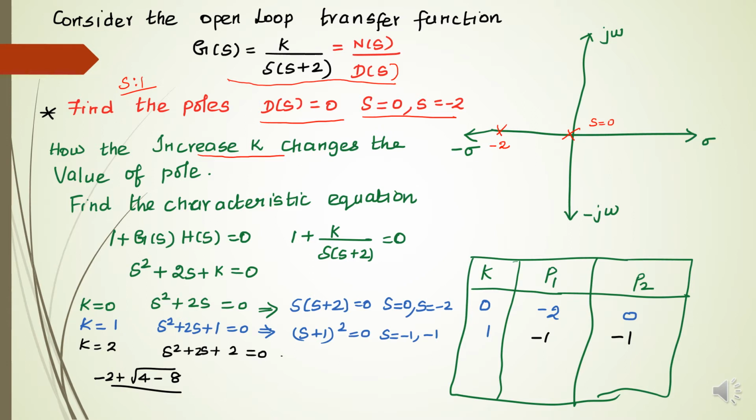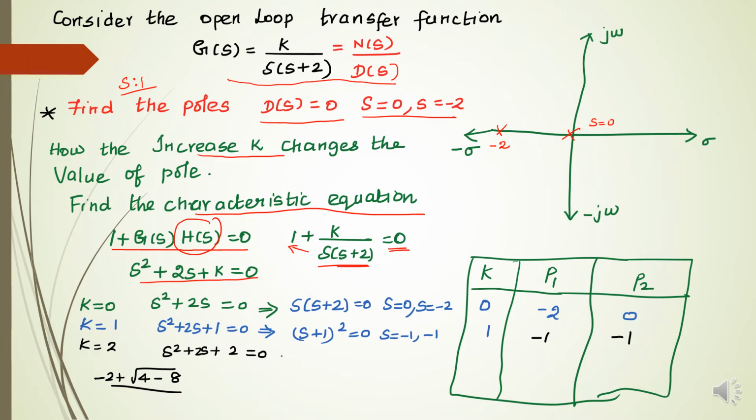To examine this, first of all I am going to find the characteristic equation. So what is the characteristic equation? 1 + G(s)H(s) = 0. Here H(s) is the unity feedback, H(s) = 1. So I have to apply the value: 1 + K / (s(s+2)) = 0. Next I am going to cross multiply this: s(s+2) + K = 0. Expanding this, s² + 2s + K = 0.